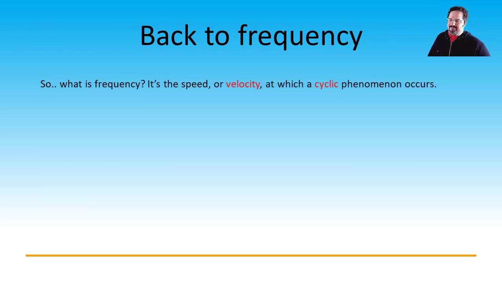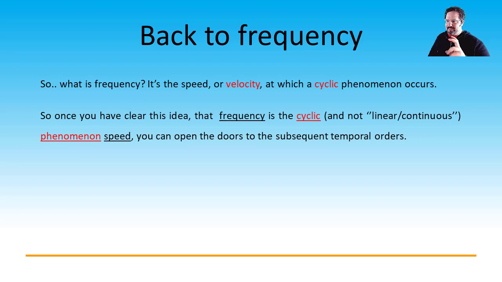This is the core of the reasoning. Frequency is the speed or velocity at which a cyclic phenomenon occurs. So once you have clear this idea that frequency is the speed of a cyclic and not linear continuous phenomenon, you can open the doors to subsequent temporal orders.